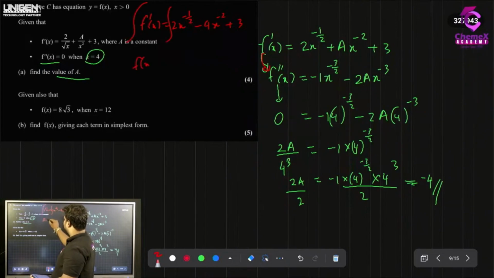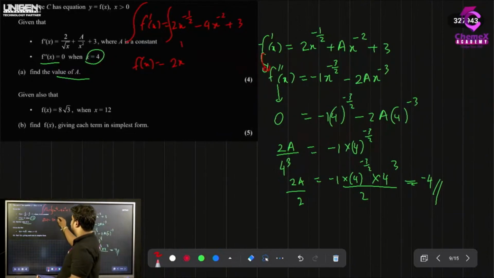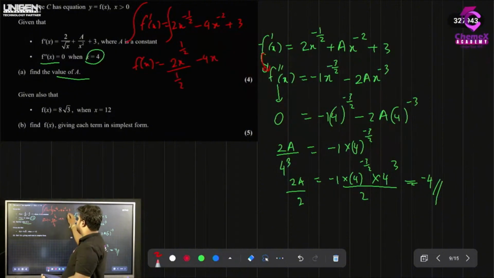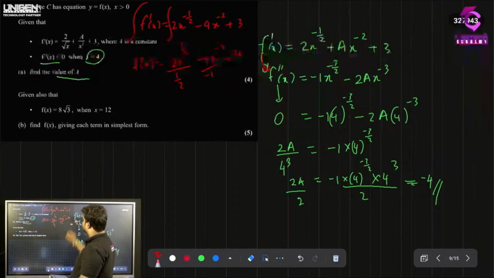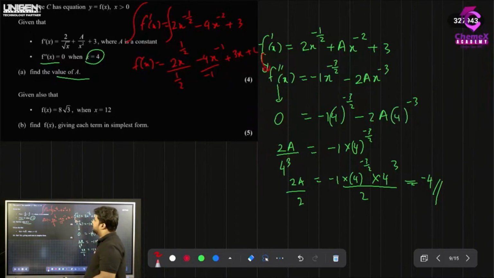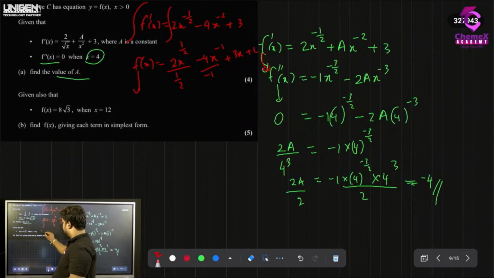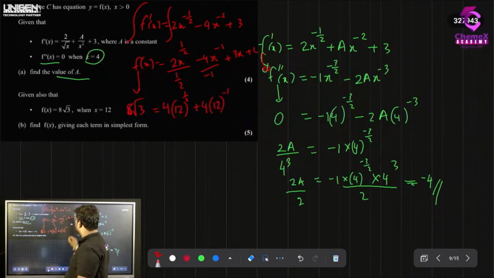So let's integrate this. So f(x) is equal to what then? 2x to the power, what is minus half plus 1? It's plus half, divided by 1 over 2, because it's integration. Minus 4x to the power minus 2 plus 1 is minus 1, divided by minus 1, plus 3x plus c. Then f(x) is given as 8 root 3, equals 4 root 12, plus 4 times 12 to the power minus 1, plus 3 times 12, plus c.